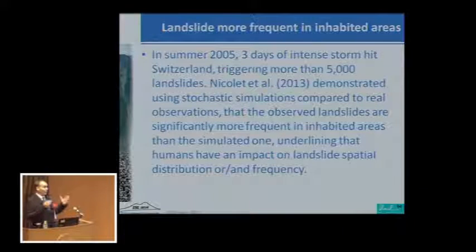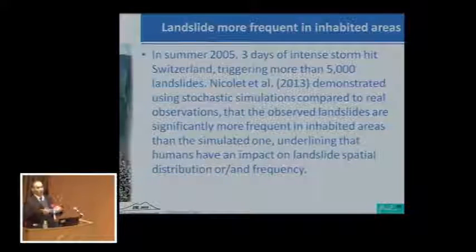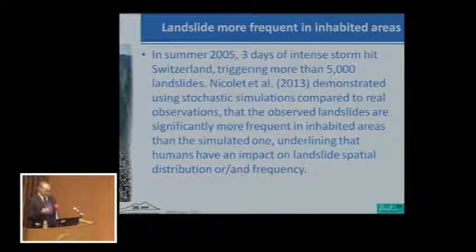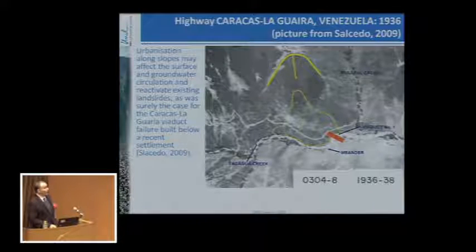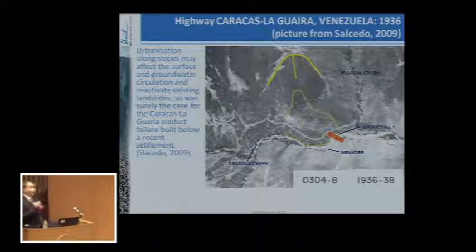What we discovered is that if we create landslide simulations stochastically, then we have fewer landslides simulated in the urban area, which means that in urban or inhabited areas, it shows clearly that there is an effect of human activity. And to end, this is an example from Venezuela, where you can see that the impact of new techniques will have helped a lot.